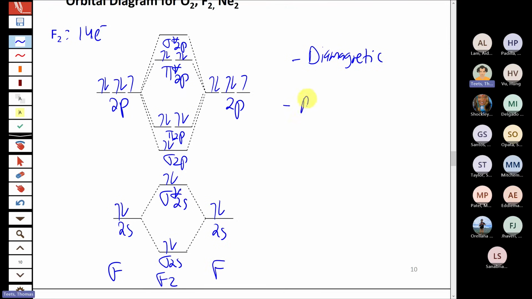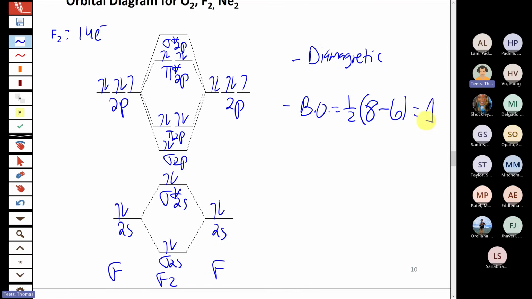We will predict the bond order to be... we have 14 electrons this time. We still have all 4 of our bonding orbitals filled, sigma 2s, sigma 2p, and pi 2p. So a total of 8 electrons are in bonding orbitals. Now we have 6 that are antibonding, 2 from here, 2 more from there and there. So that's a total of 6 of our 14 are antibonding. So we get a bond order of 1.